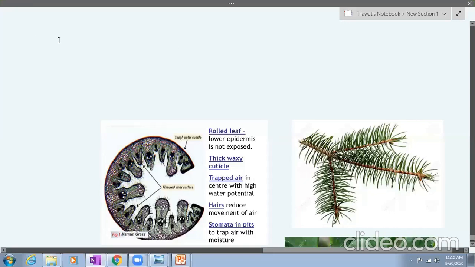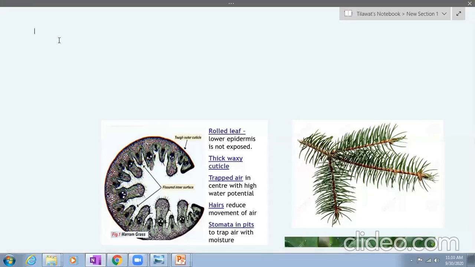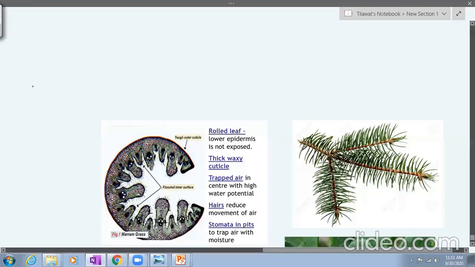Dear students, today the topic of discussion is adaptive features of plants according to their environment. In today's lesson, we will discuss adaptive features of plants that live in an environment where there is less supply of water, or less availability of water. Those plants are called xerophytes. Xerophytes are plants that live in places where water is in short supply.